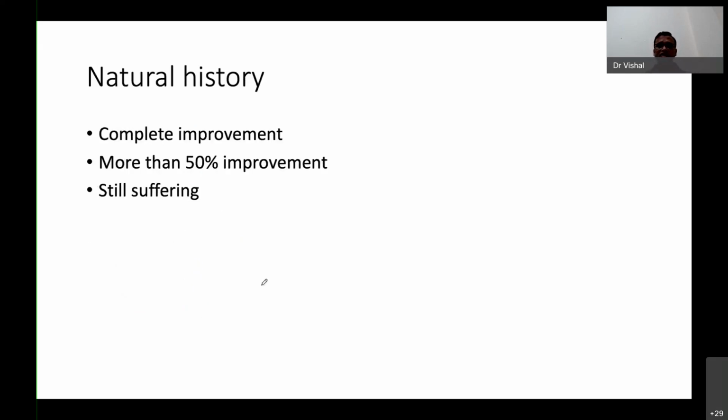So the natural history ranges from complete improvement to more than 50% improvement, and for those who don't undergo any form of treatment, we should try to investigate what is the underlying reason and try to treat that particular disorder, and that can lead to a lot of suffering. So it's very important that we offer some form of treatment.